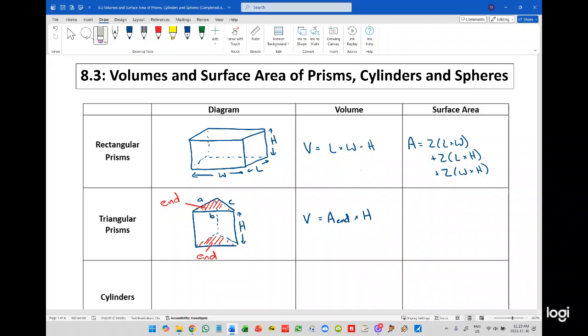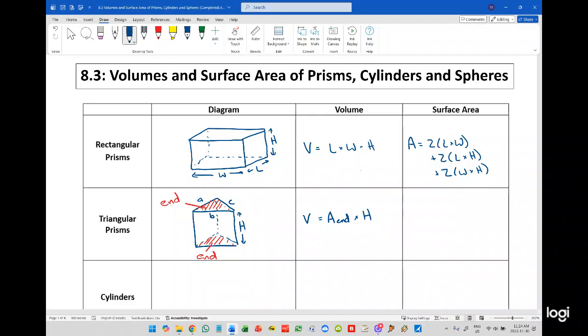So if we have an end that is, for instance, a pentagon or a hexagon or any random shape, it could look like a gingerbread man. It doesn't matter. As long as we can find its area, the volume will be the area of that end piece times the height. So even though I'm putting it under triangular prism, it actually works for all prisms.